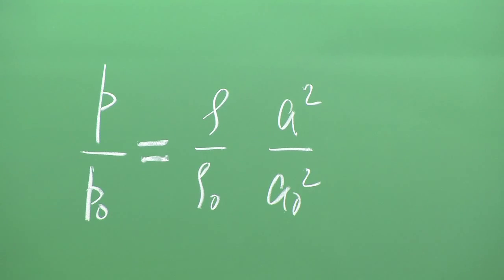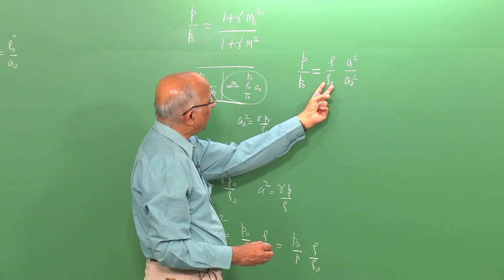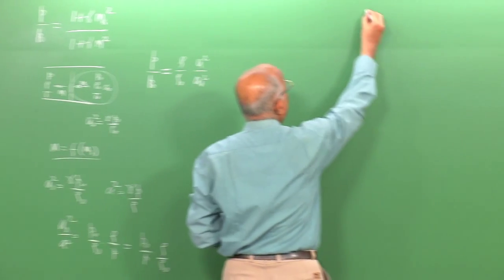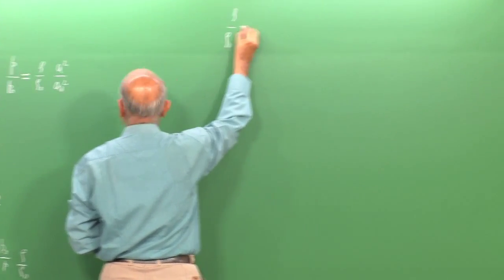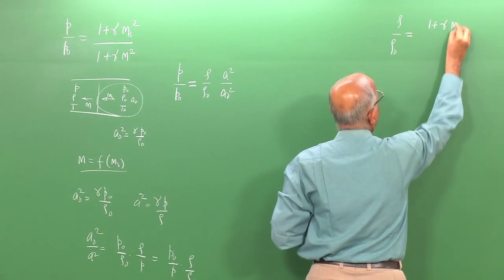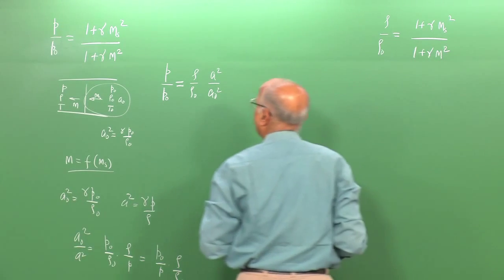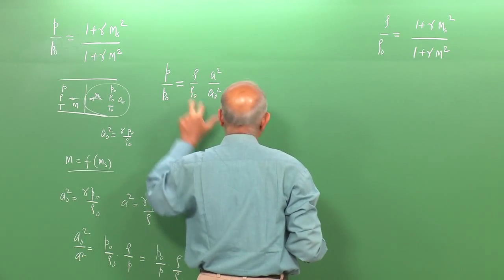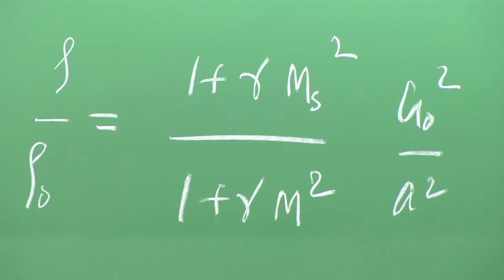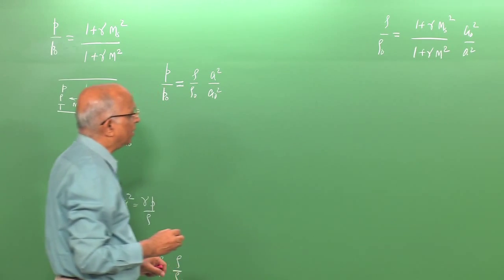Now, I already know the value of P by P 0. If I can somehow get the value of rho by rho 0, therefore, let me put it explicitly in terms of rho by rho 0, which I do over here. I get the value of rho by rho 0 as equal to P by P 0, which is equal to 1 plus gamma ms square divided by 1 plus gamma into m square, into A 0 square by A square. All what we have done is rho by rho 0, I get A 0 square here and I substitute the value of P by P 0 over here.